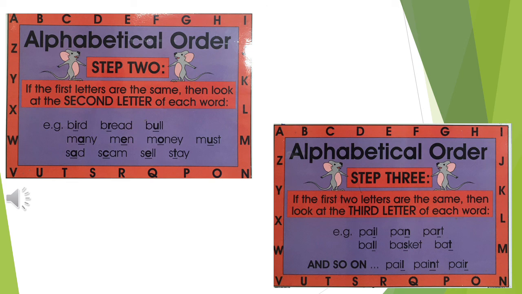So they've shown you right at the bottom. If the first three letters are the same, then I look at the fourth letter. Pale, paint, pear. They all start p, a. So I look at the following letter until I can put them all into order.